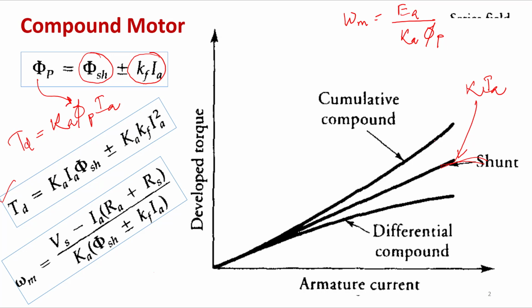But for the cumulative compound, how will the torque versus armature current look? You can see from this torque equation, right? For cumulative, it consists of an Ia square term, right? So it will be a little bit curved, following the square term, because you are plotting this curve between torque versus armature current, right? Similarly, for differential compound it will be minus Kf Ia square. So it will be below the shunt motor characteristic, right?